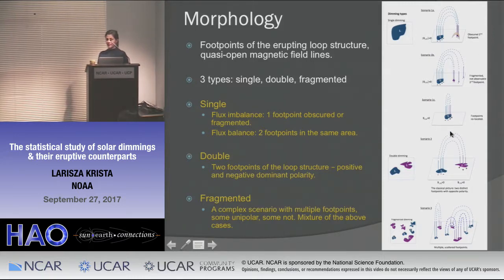Another possibility is there is no flux imbalance, that the mean magnetic field is pretty much zero Gauss. In that case, it is a possibility that you're looking at both foot points in the same region. The foot points are so close to each other that it just appears as one enormous dimming. The double dimming, you know that already, two foot points. Typically one is one polarity, the other one is the opposite polarity. The fragmented dimming, I would say, is probably a combination of all sorts of scenarios. Possibly obscuration, double dimmings mixed in there. It's just a mess of foot points.